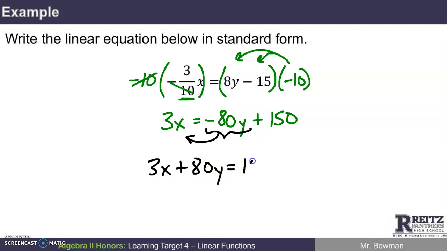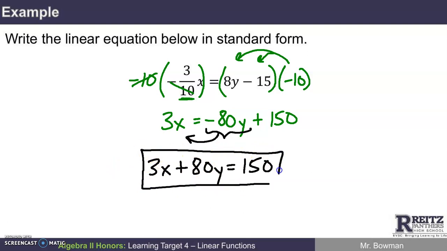equals 150? Now I should check quickly and see if there's anything that goes into those three constants, those three coefficients, other than 1. The only thing that goes into 3 other than 1 is 3. 3 does not divide into 80, and it doesn't divide into, well, it does divide into 150 actually, but since it can't divide into 80, these 3 as a set do not have a GCF greater than 1. We're finished. 3x plus 80y equals 150.